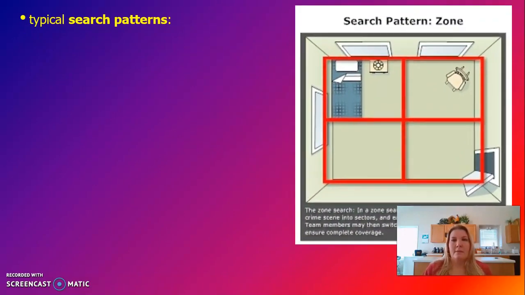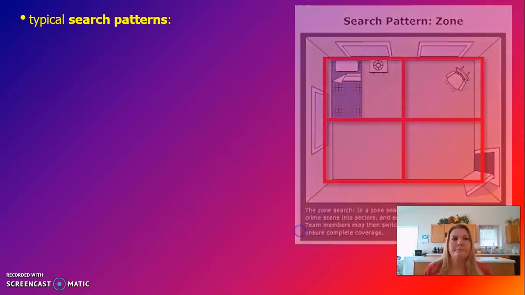And then the last search pattern on your sheet is called zone, where you have different quadrants that are searched by either different people or the same person at different times. First I'm going to do the bed area, then I'm going to do the chair area, something like that.